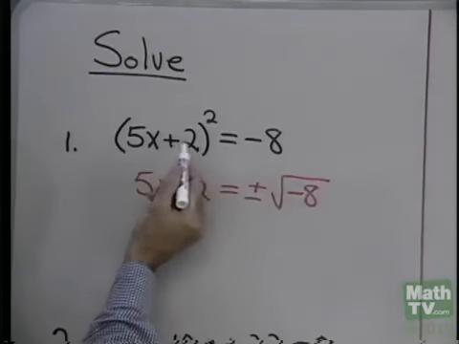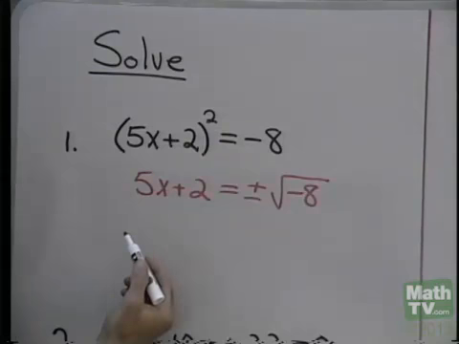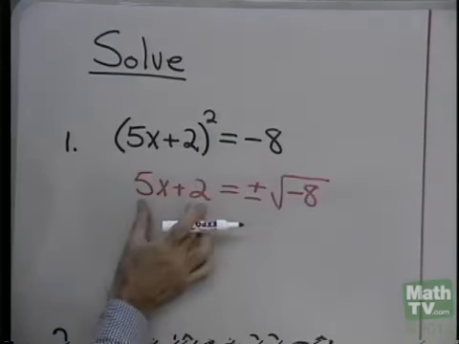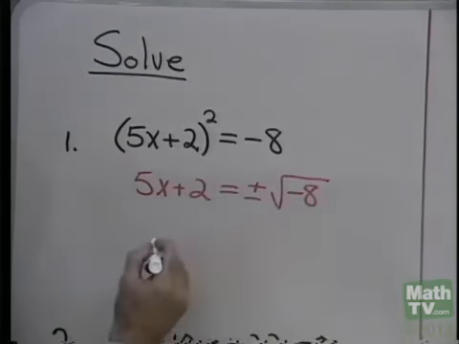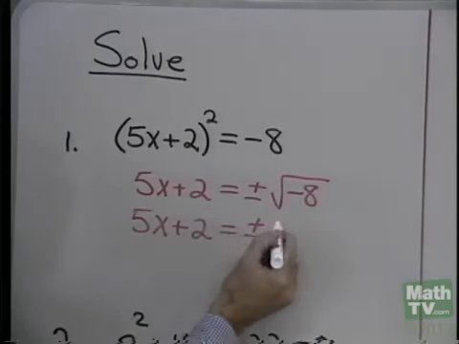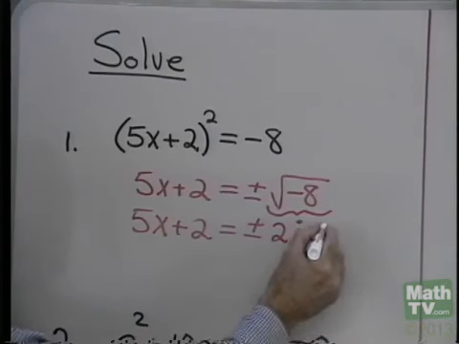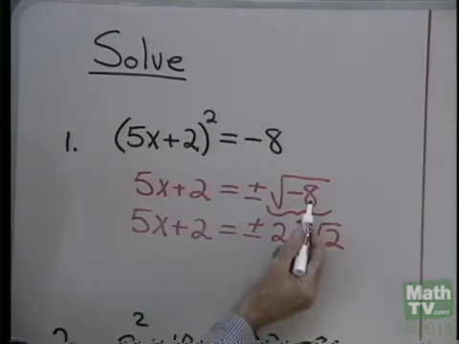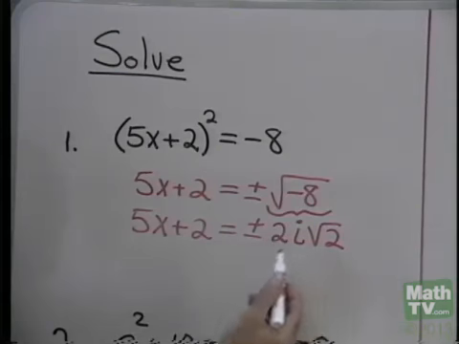So we go from this expression down to this expression, and that gets rid of that square that we have on the 5x plus 2. So if 5x plus 2 quantity squared is negative 8, then 5x plus 2 itself is either the positive or negative square root of negative 8. Now we'll simplify this. 5x plus 2 is equal to plus or minus, and when I simplify this expression, I get 2i square root 2. So the negative sign under the radical gives me an i outside, and 8 is 4 times 2. The square root of 4 is 2, so I have 2i square root 2.